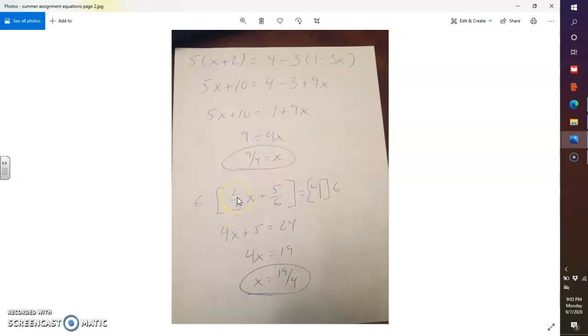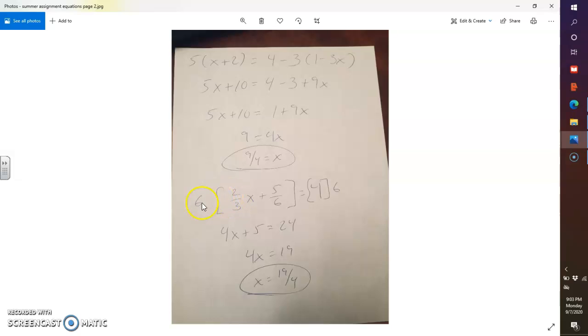And the last one is when we have fractions in the problem. This original problem is actually 2/3 x plus 5/6 equals 4. Now what I did was I took the smallest number that 3 and 6 both go into and made that what I multiply both sides by, because that will eliminate my fractions.